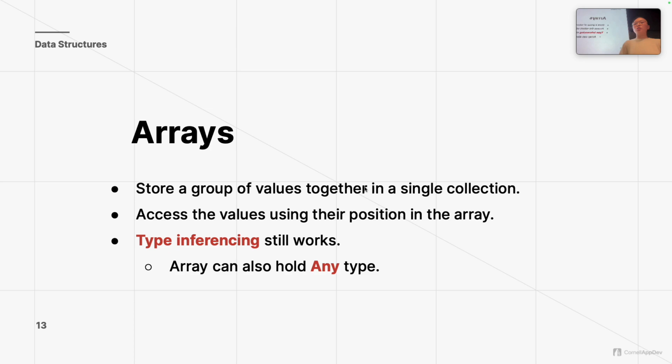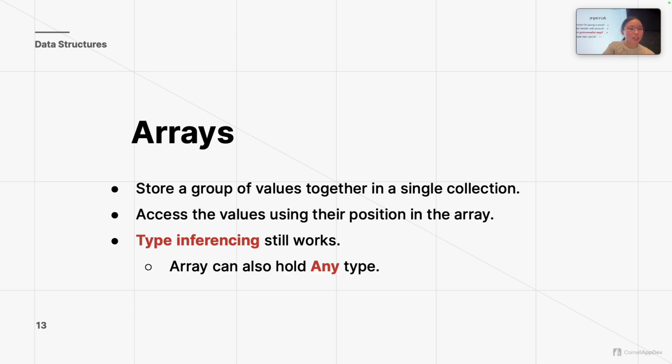So in this case, let's first go over arrays. You might be familiar with the bracket notation, but essentially arrays allow you to store a group of values together in a single collection. The caveat is that the values you store have to be of the same type. For example, if you define an array as a string array, you'll only be able to store strings in that array. That's how that works.